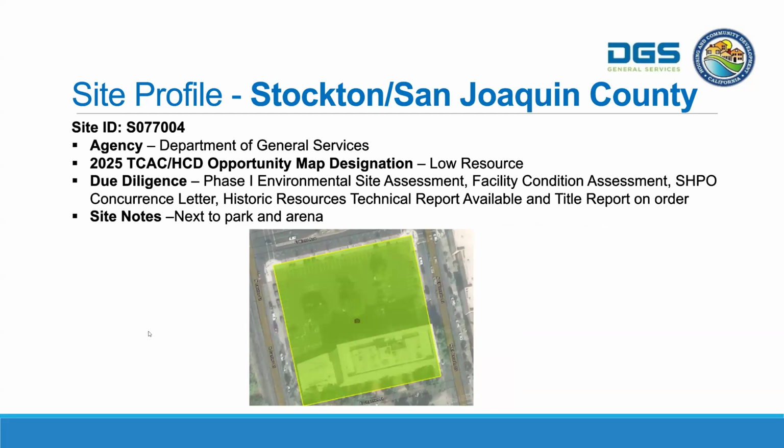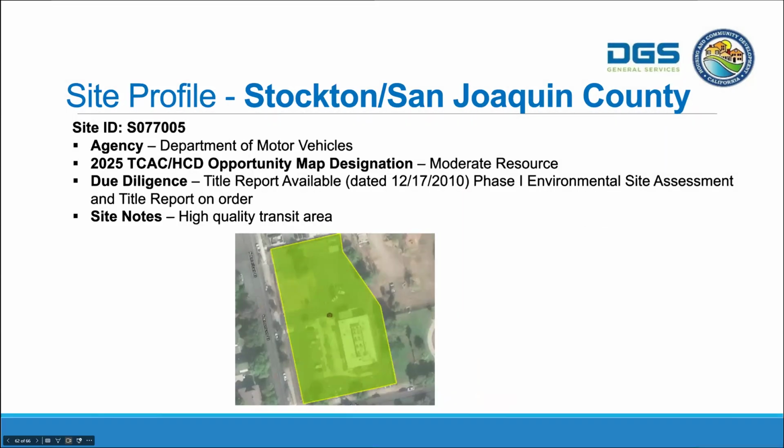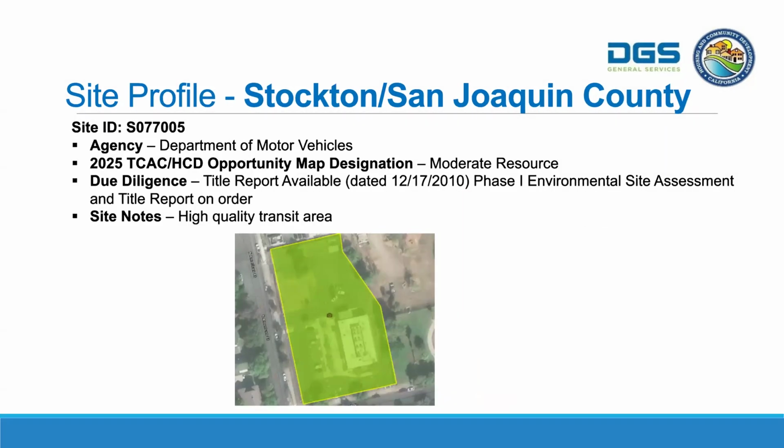The DGS owned site in Stockton, low opportunity, but good access to amenities. It's next to the park and arena. Next one. Okay, Stockton, San Quentin. This is a DMV site, moderate resource, and it's in a high quality transit area.